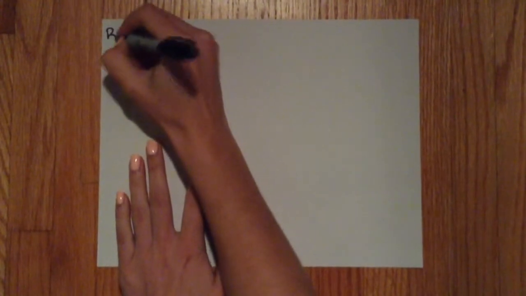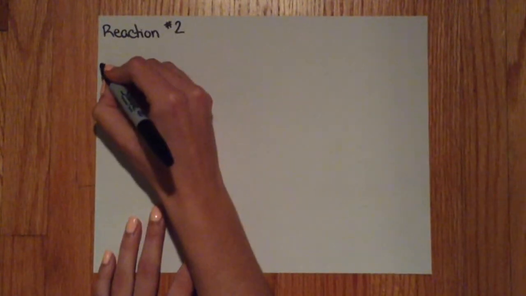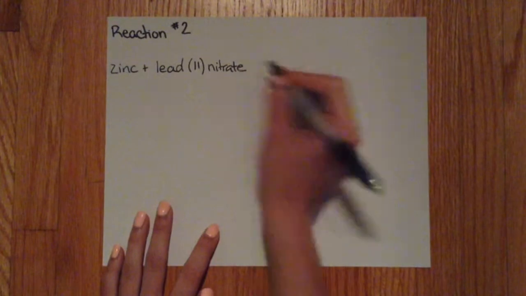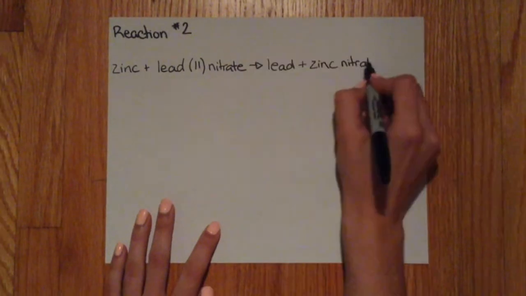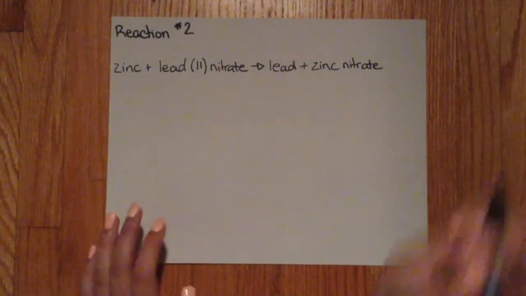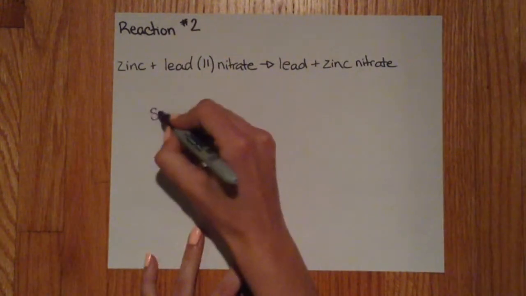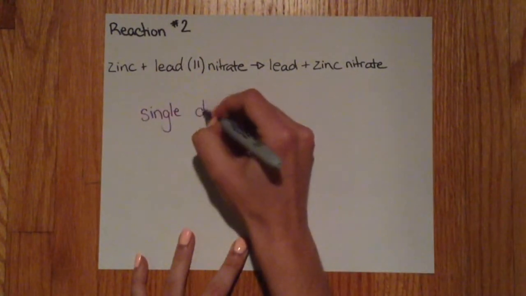My second reaction is between zinc and lead 2 nitrate. These two reactants produce lead and zinc nitrate. This reaction is a single displacement.